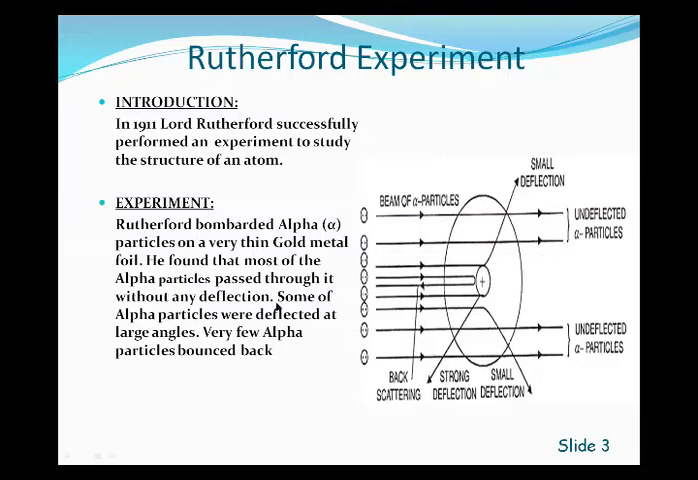He found that after bombardment, most of the alpha particles passed through it without any deflection, some of the particles were deflected at large angles, and very few alpha particles bounced back. Now, deflection means a change in position.